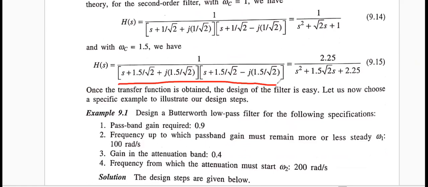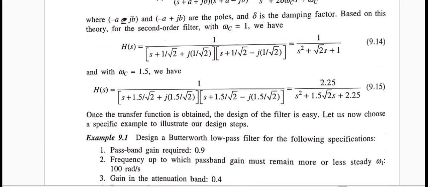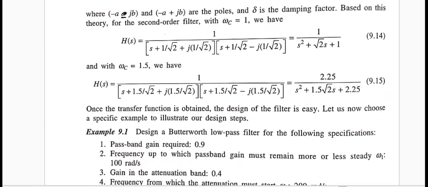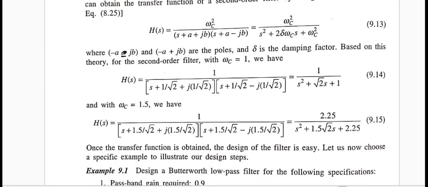So try to concentrate on the numbers we are putting, and after doing all the calculations we have found this is the expression. This is the final expression you can achieve by this. Okay. Of course, there is a mistake here. It should be 1.5 whole square, and that will give this value 2.25. Okay, so there is a mistake in the book.